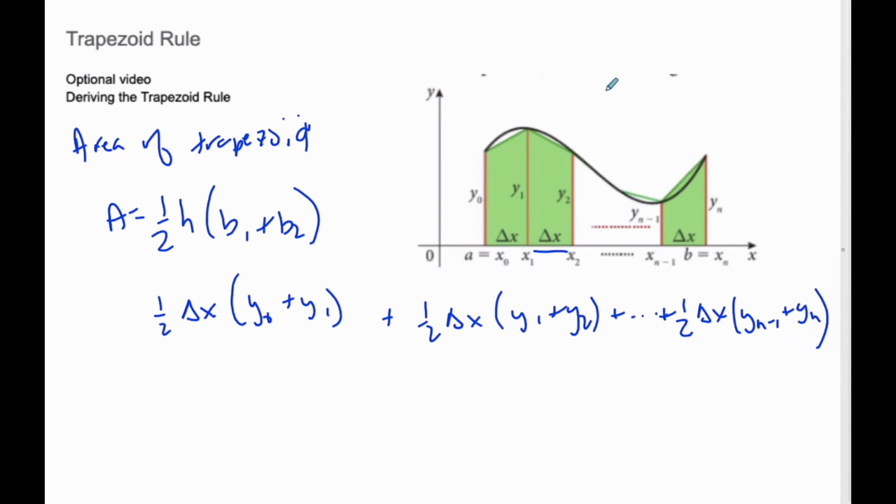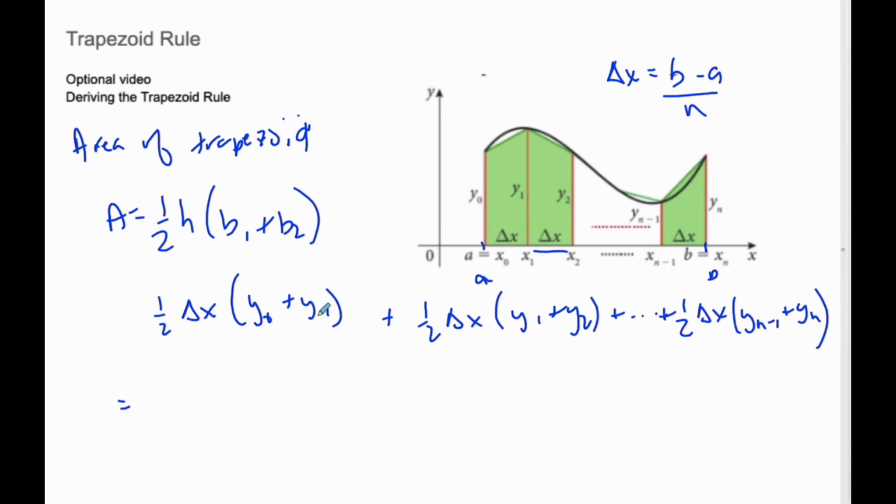And to find my delta x, I know it's just going to be the difference between this value of b and this value of a, the subtraction of those, divided by however many intervals I want to have, and that's going to be my change in x.